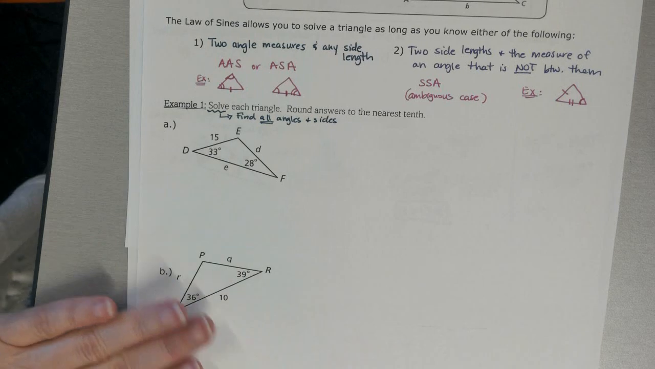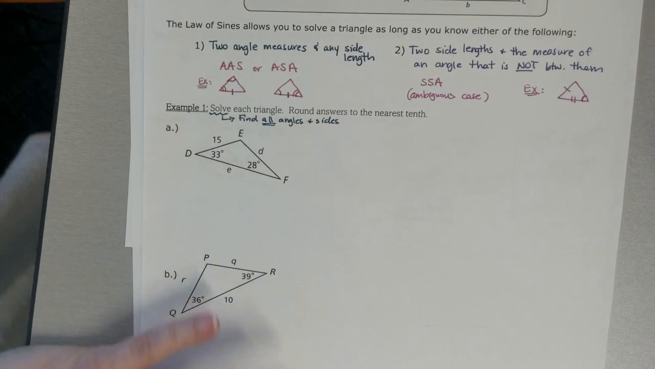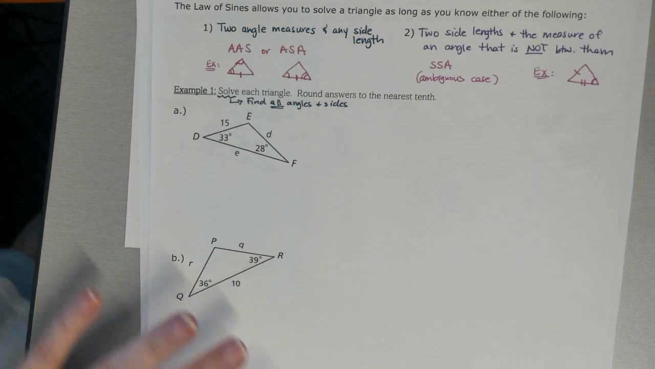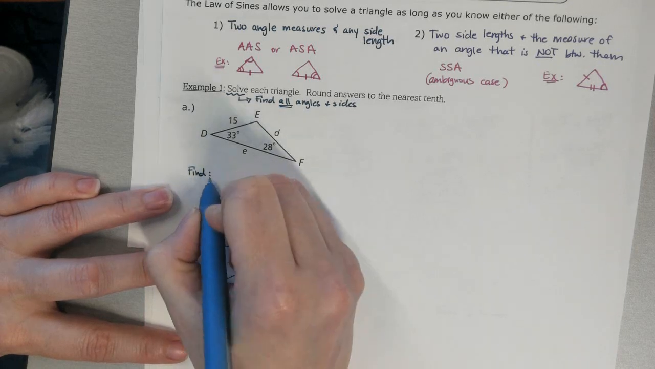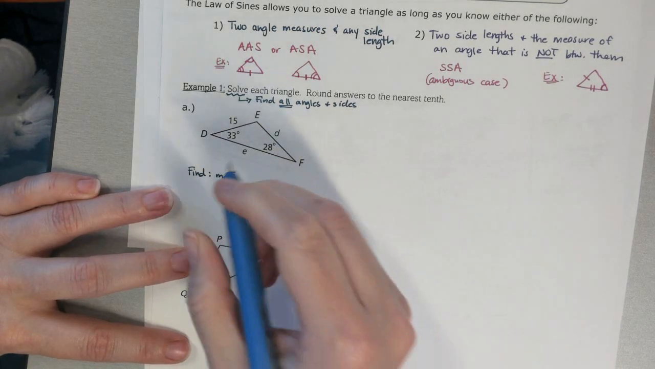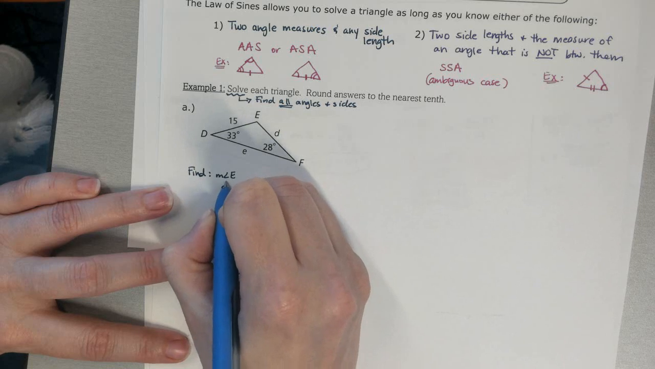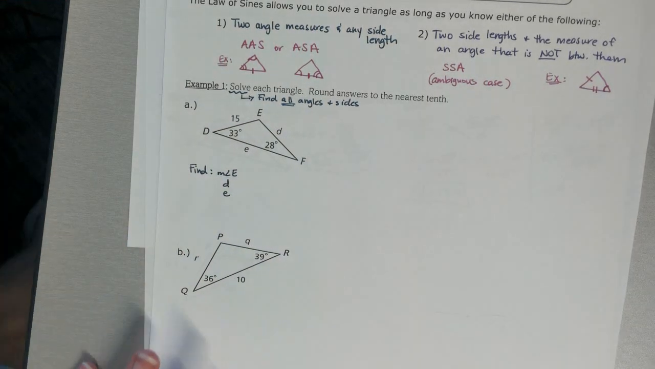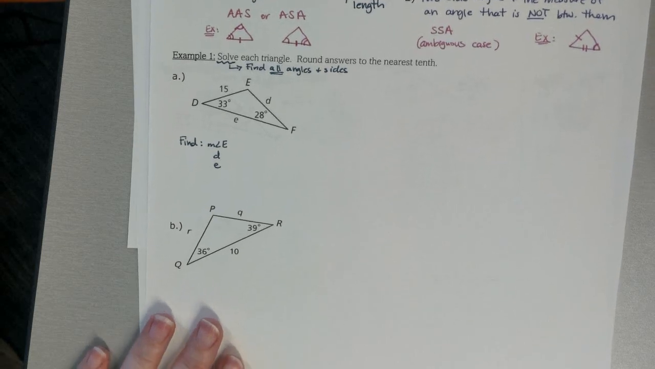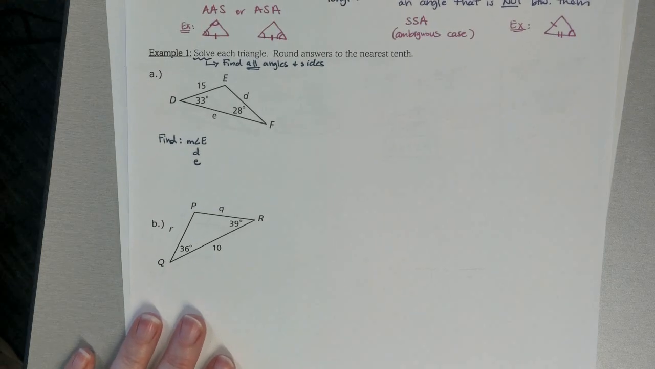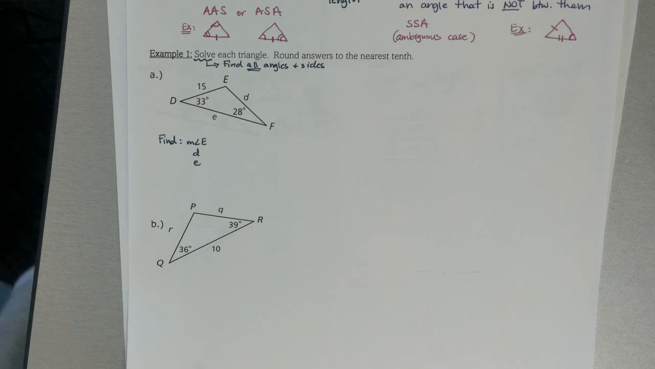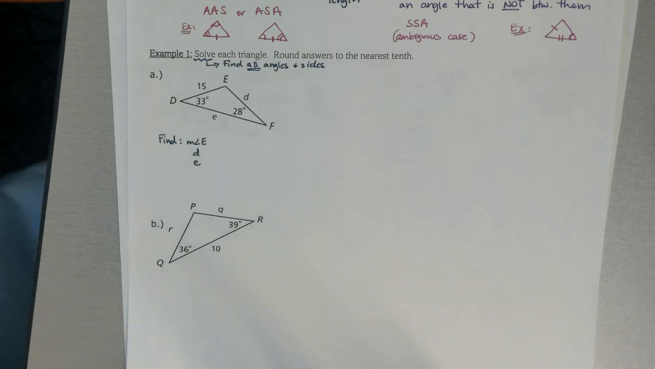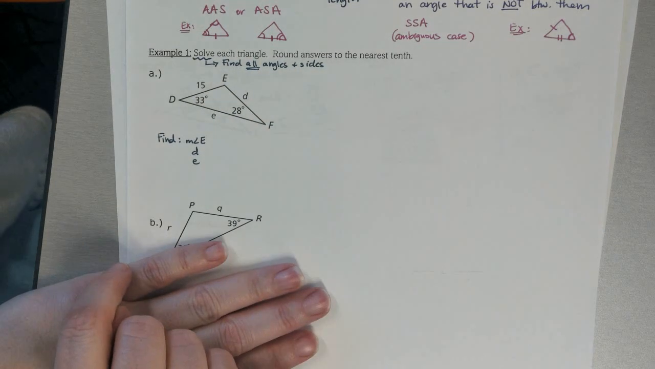Okay, so for A, you are given the measure of angle D and the measure of angle F. So what you have to find for this one is the measure of angle E, the side length of D, and the side length of E. So we have three different things that we want to find. Is there anything that you guys know right away which is going to be very simple to find? Yeah, well, which one, the side or the angle? Yeah, okay, why? Can you explain that? Because triangles have to equal 180. Yep. So all the angles have to equal 180, right?